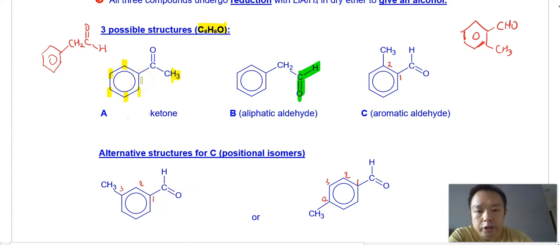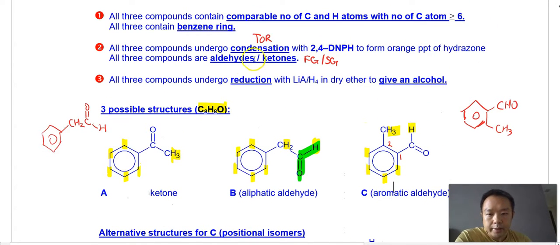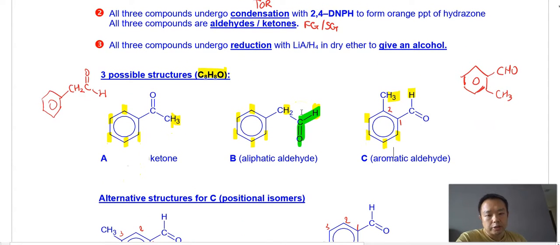So this is correct. Let's check the other one. I have 1 H here, 1, 2, 3, 4, 5, 6, 7, 8. That's also correct. So last one, 1, 2, 3, 4, 5, 6, 7, 8. Alright, so in this case, all compounds fulfill the molecular formula, and all of them fulfill the conditions that they are all either aldehydes or ketones. Alright, and therefore, these are 3 possible structures.